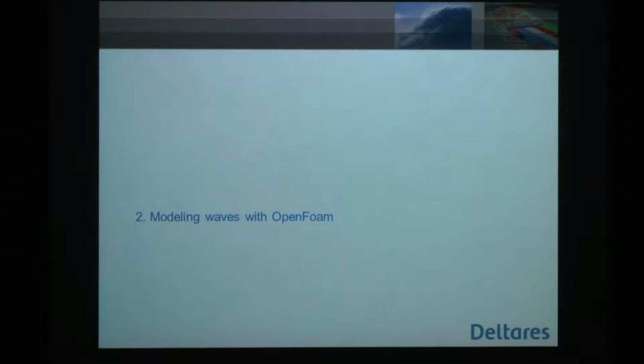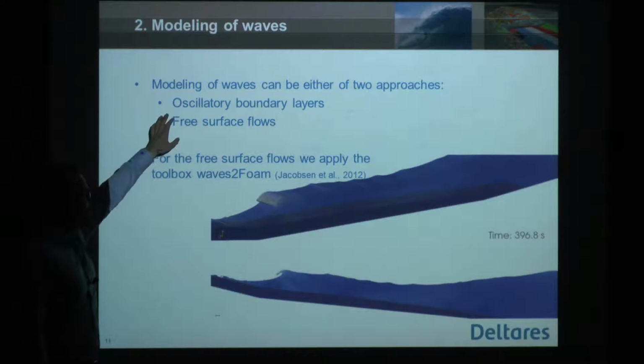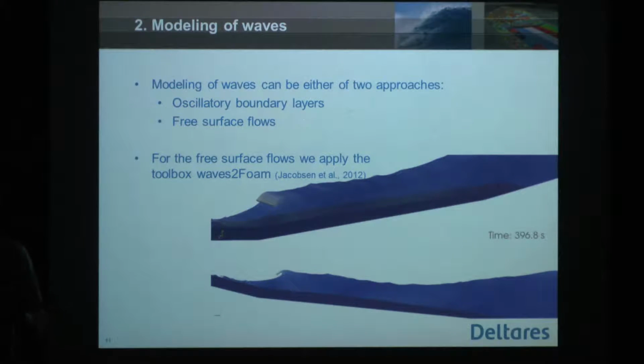So, modeling waves with OpenFOAM. This will be a very brief overview of what we're doing. But essentially, we're looking at two approaches to model waves. And I've included oscillatory boundary layers because often if you look at ripple dynamics, scour around a pipeline, or things like that, the free surface somewhere up there doesn't really matter. We just want to look at shear stresses, pressure, and sediment transport close to the boundary layer. So there we are just moving the water back and forth, and there's actually no free surface.